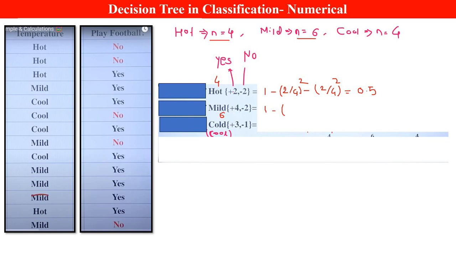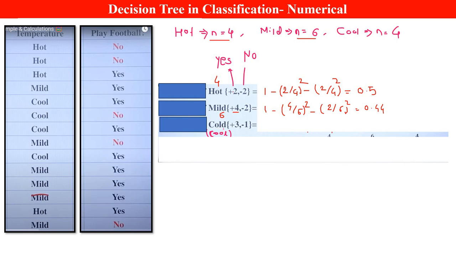So in 6 times mild, 4 times it is yes. So this is 4 by 6. Probability of yes is 4 by 6, and probability of no is what? It is 2 by 6. So it is square. So if you calculate this value, this comes out to be 0.44.